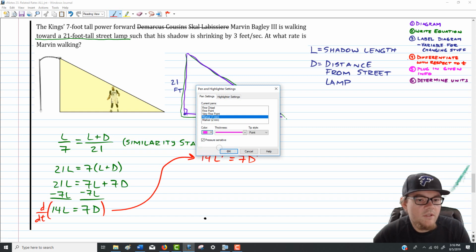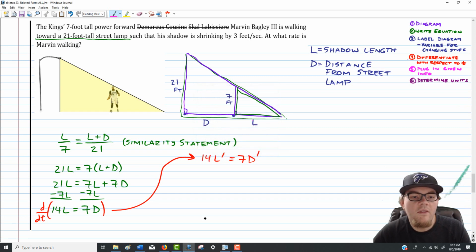Because what's interesting in this case is you'll notice that it doesn't depend on the actual distance or length of the shadow L or the distance D. These are always proportional in this way. It's always proportional, so we don't need to go that far. Instead, we just need to plug in the rates.